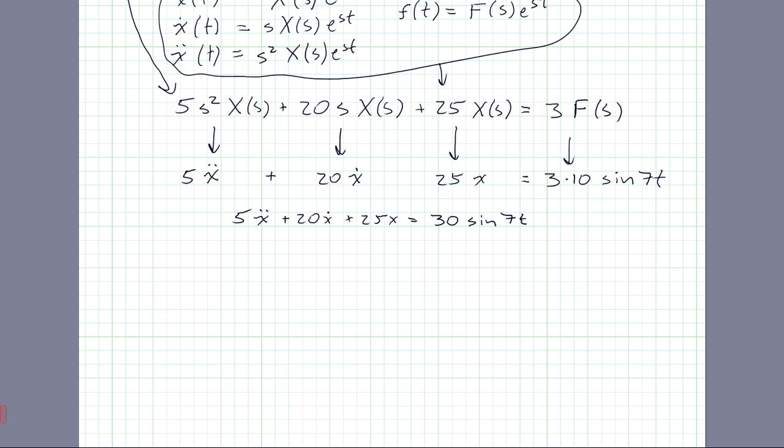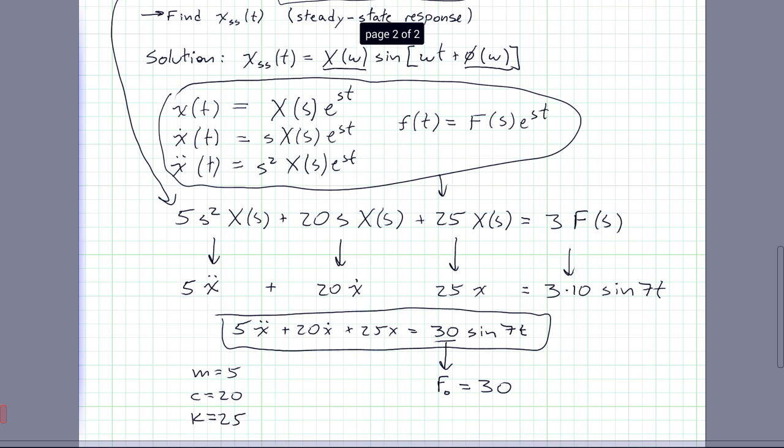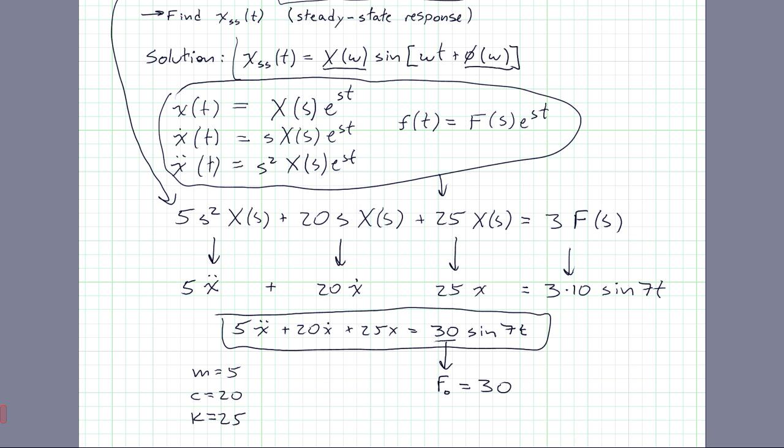This now becomes my starting point. Notice that I can say m is 5, c is 20, k is 25, but what's different is that my F naught is no longer 10, now it's 30. That's pretty straightforward so far. Now all we do is plug in the equations that we know we need. We want to put it in this form, so we have to find X omega and phi omega.